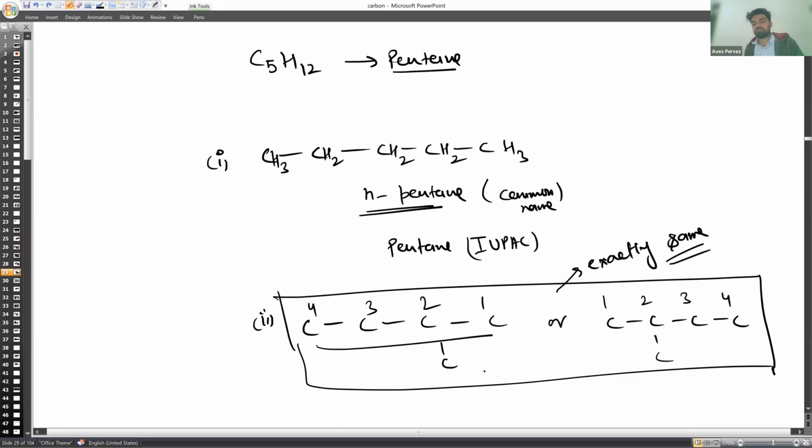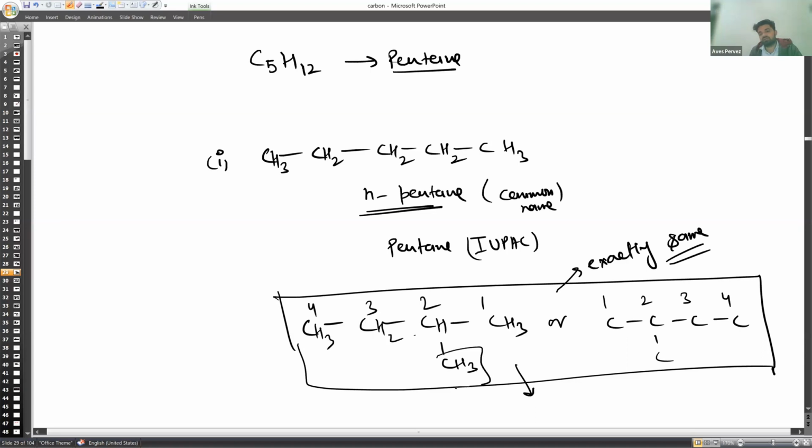What should be the name for this one? At the 2 position we have a one carbon chain. What is the name for the one carbon chain? Prefix, alkyl group for the one carbon. This is a CH3 group. Let me put the hydrogens here. CH3, CH3, CH, CH2, CH3.